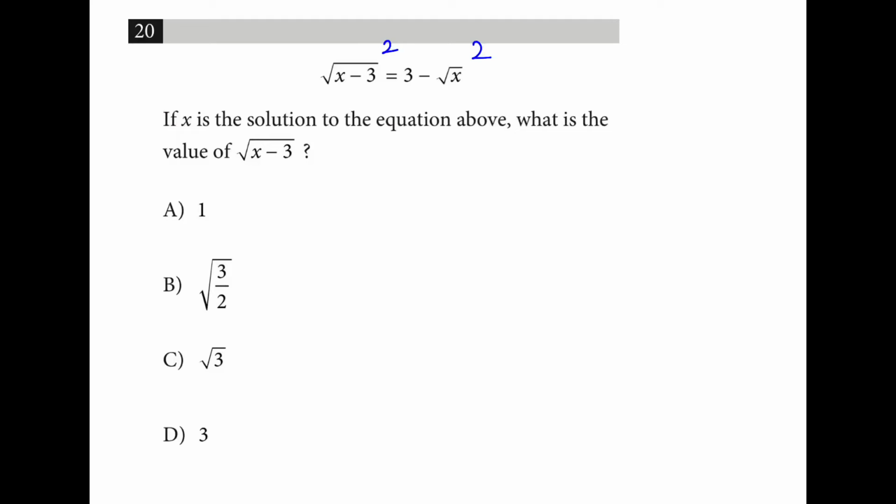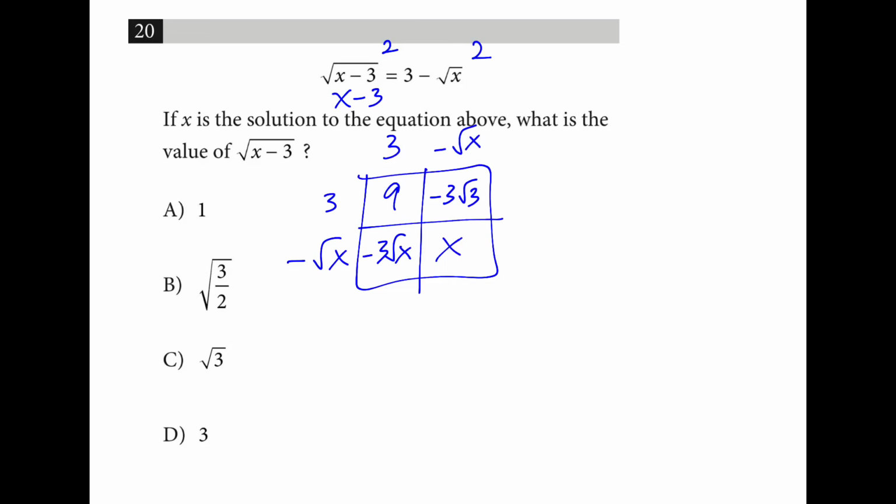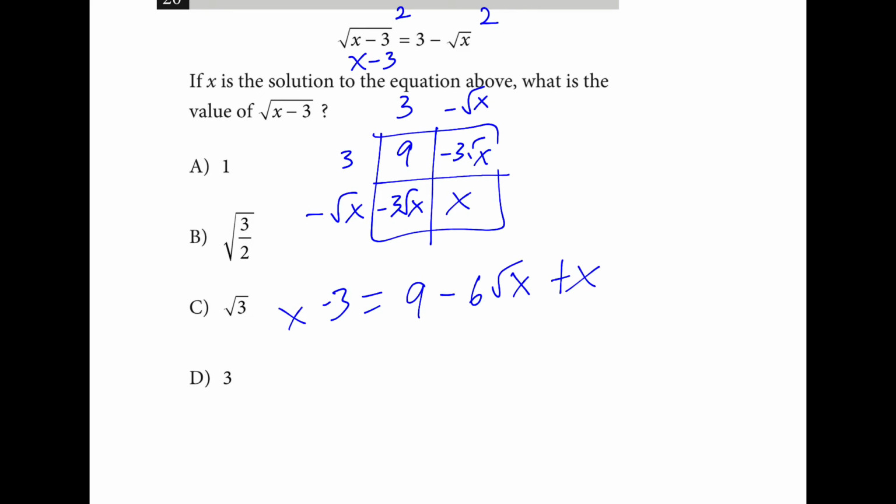First thing I will do is square both sides. On the left, that just becomes x minus 3. And here, if I combine like terms, I have 9 minus 6, I'm sorry, that should be root x plus x. And all of that is equal to x minus 3 carried down from the top. So I can subtract these x's, and if I add 3, I have 12 on the right and negative 6 root x on the left.